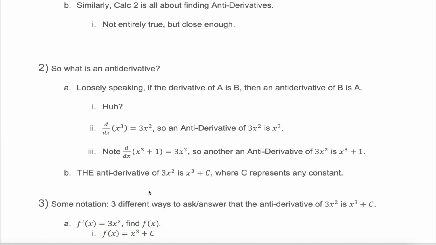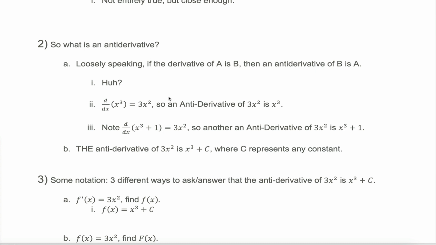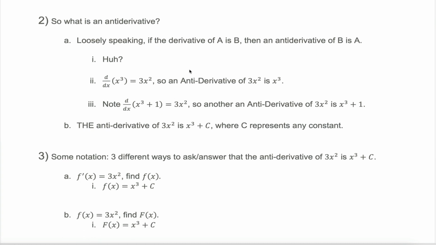So what is an antiderivative? Well, really all it is is kind of the inverse, loosely speaking, of a derivative. The derivative of x cubed equals 3x squared. Therefore, an antiderivative of 3x squared would be x cubed.